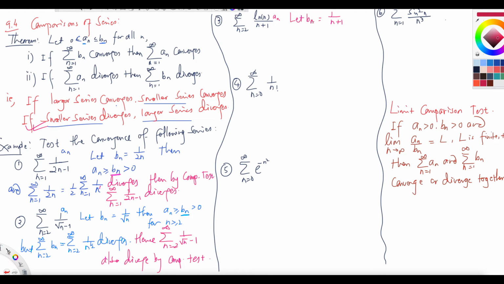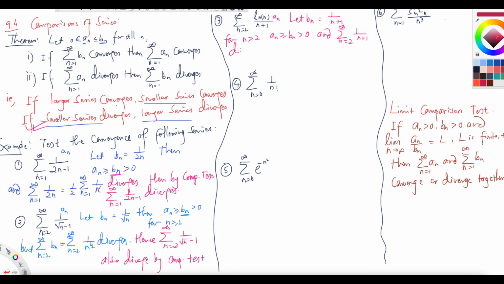Is An bigger or Bn bigger? You see that Bn is smaller than An, because there is 1 on the top of the Bn, but on the top of the An there is natural log of n, and n is greater than or equal to 2: ln 2, ln 3. So you can write for n greater than or equal to 3, we have An is greater than or equal to Bn, which is greater than 0. Bn is always positive. And also what happens as n goes from 2 to infinity, 1 over n plus 1.